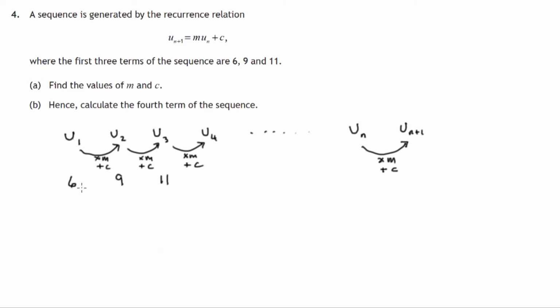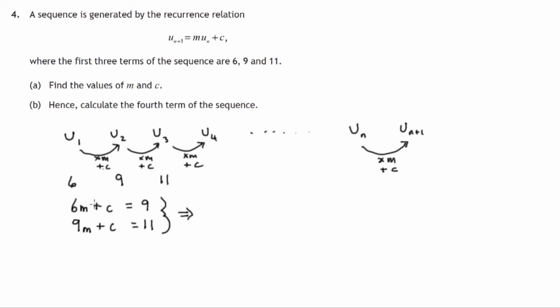So in particular, we know to get from 6 to 9, we must multiply by m and add c. So start with 6, multiply by m, 6 times m, and add c. That'll get us 9. And then let's repeat this process on the 9. That's the second term, 9. We multiply by m, 9 times m, and then add c. That'll get us the third term, 11. And you immediately realise you have simultaneous equations.